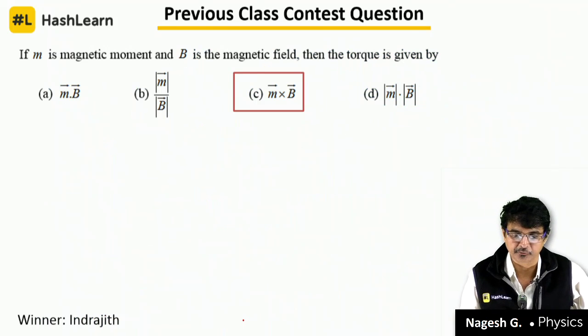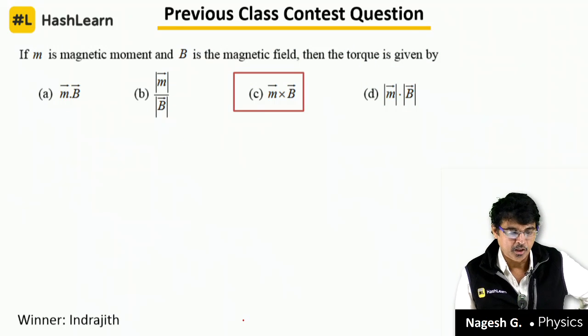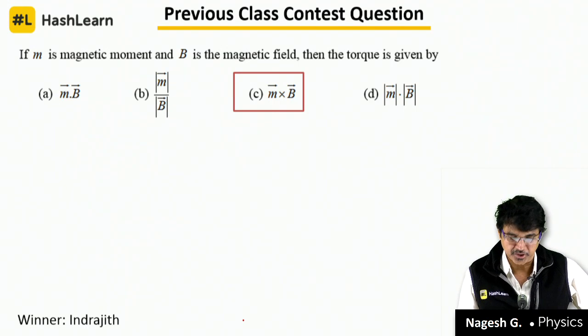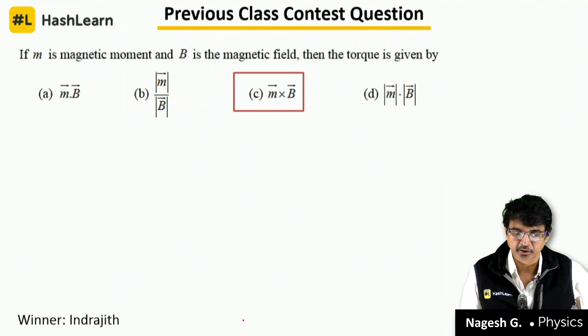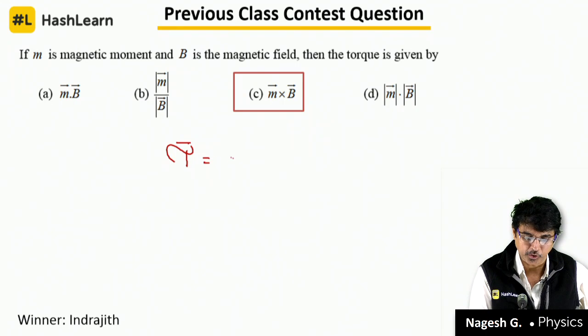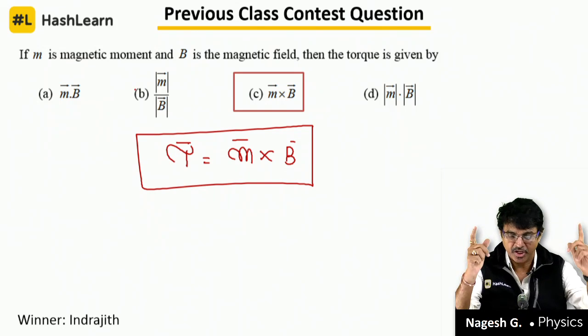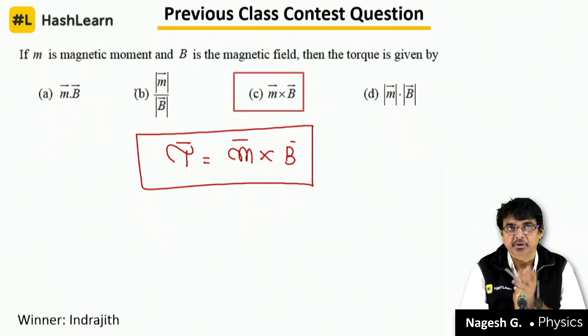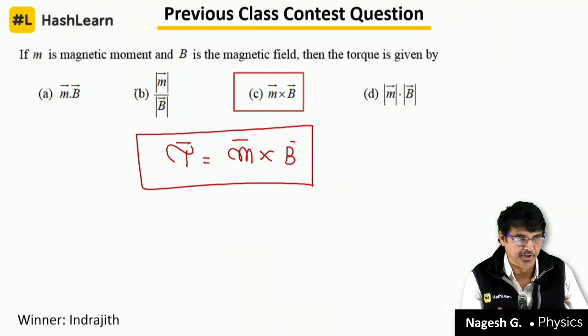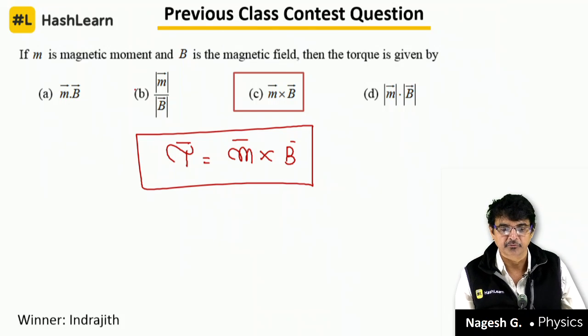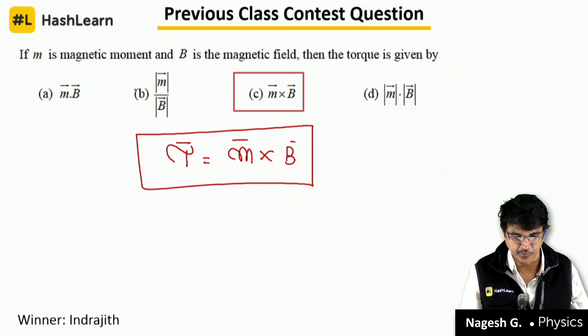Now it is the time of the contest question. If M is a magnetic moment and B is a magnetic field, then the torque tau bar is defined as the cross product M bar cross B bar. And the winner of this, Indrajit, give him a big clap. He got one atom session free. Keep it up, Indrajit. Fantastic performance.